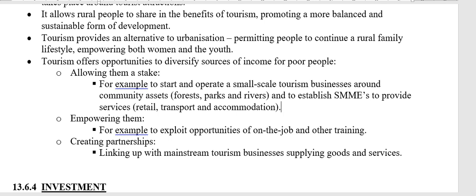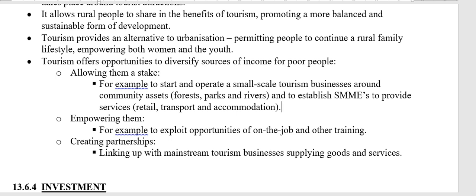We are allowing them to have a share in the tourist industry by, for example, starting a small-scale tourist business. So if there is, for example, a national park, Kruger National Park, local people can receive training and they can become tour guides in the park. They learn about the animals, whatever they tell people.